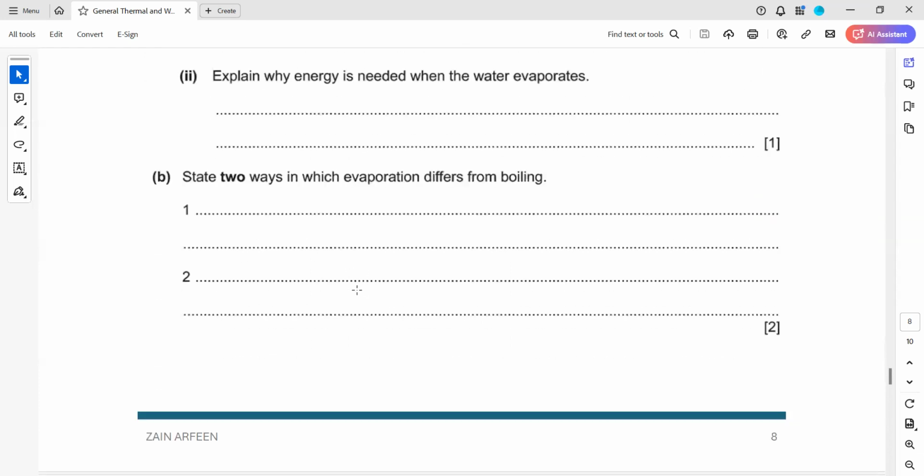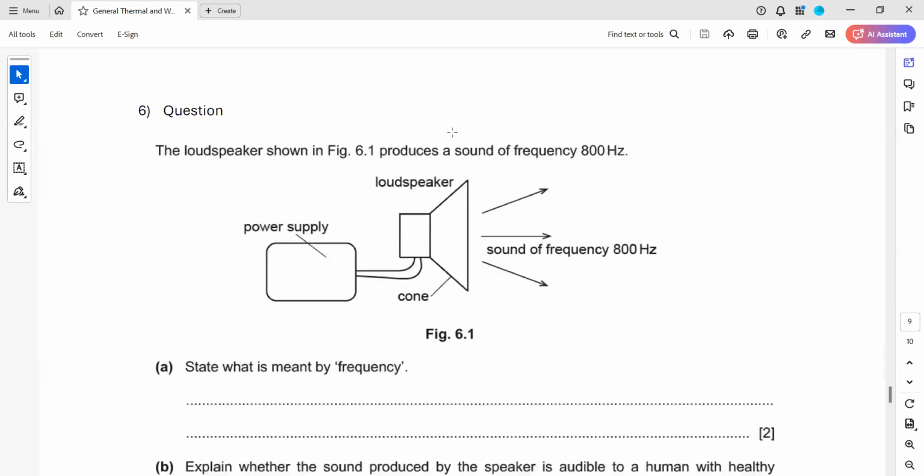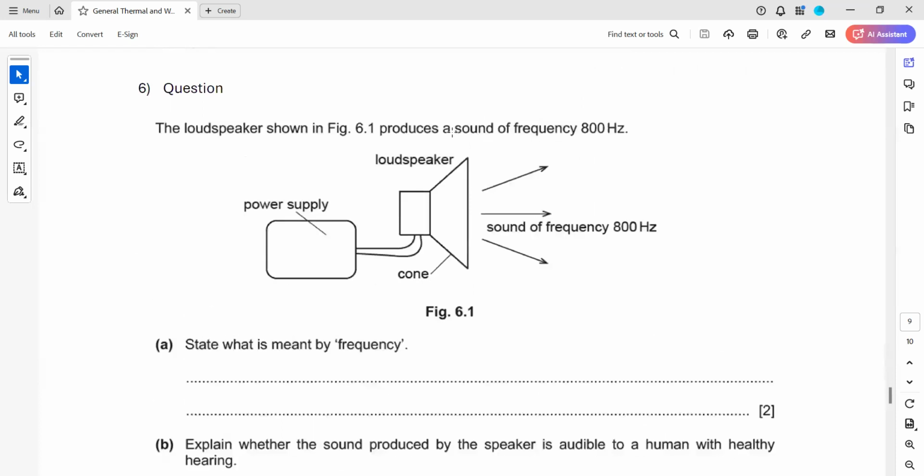State two ways in which evaporation differs from boiling. It's a very common answer. Evaporation happens at the surface, boiling throughout the liquid. In evaporation, no bubbles form; in boiling, bubbles form. Evaporation occurs at any temperature, boiling at a fixed temperature. And evaporation is affected by surface area, temperature of surroundings and temperature of the liquid. Boiling is not affected by these factors. Bubbles form in boiling, no bubbles in evaporation.